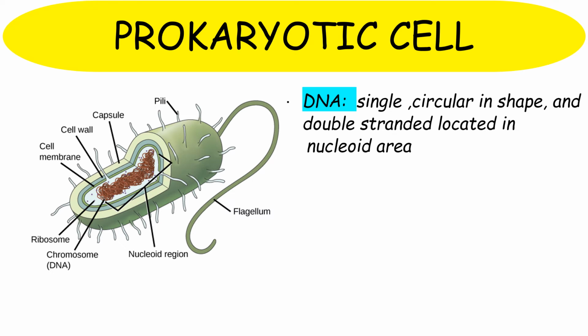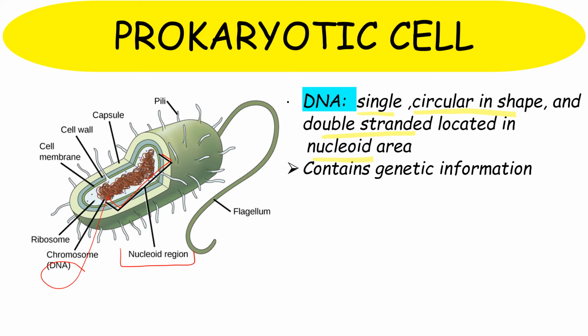One of the most important structures present in the cytoplasm of prokaryotic cell is DNA. It is just one single molecule which is circular in shape, double-stranded, and is present in an area. That area is known as nucleoid. You can see this is the DNA molecule and is present in the nucleoid region, which extends from here to here. DNA contains all the genetic information. Remember, there is no nucleus.